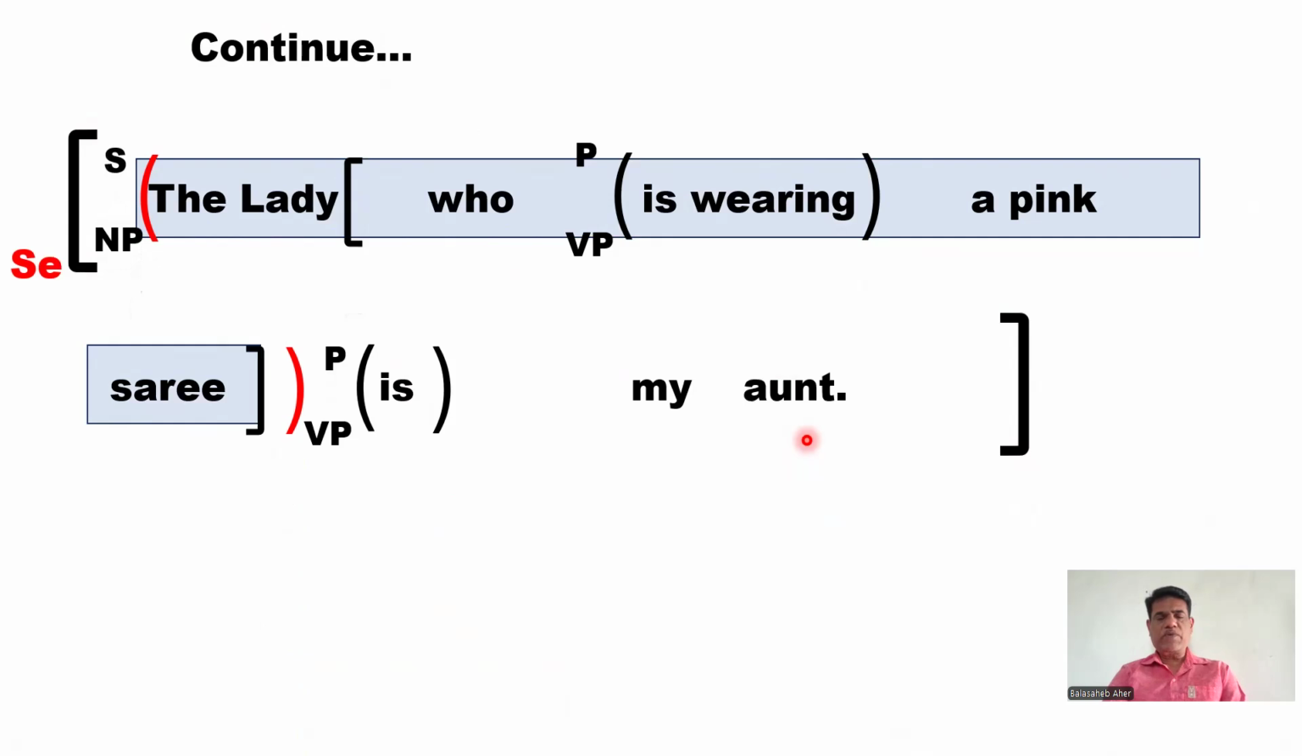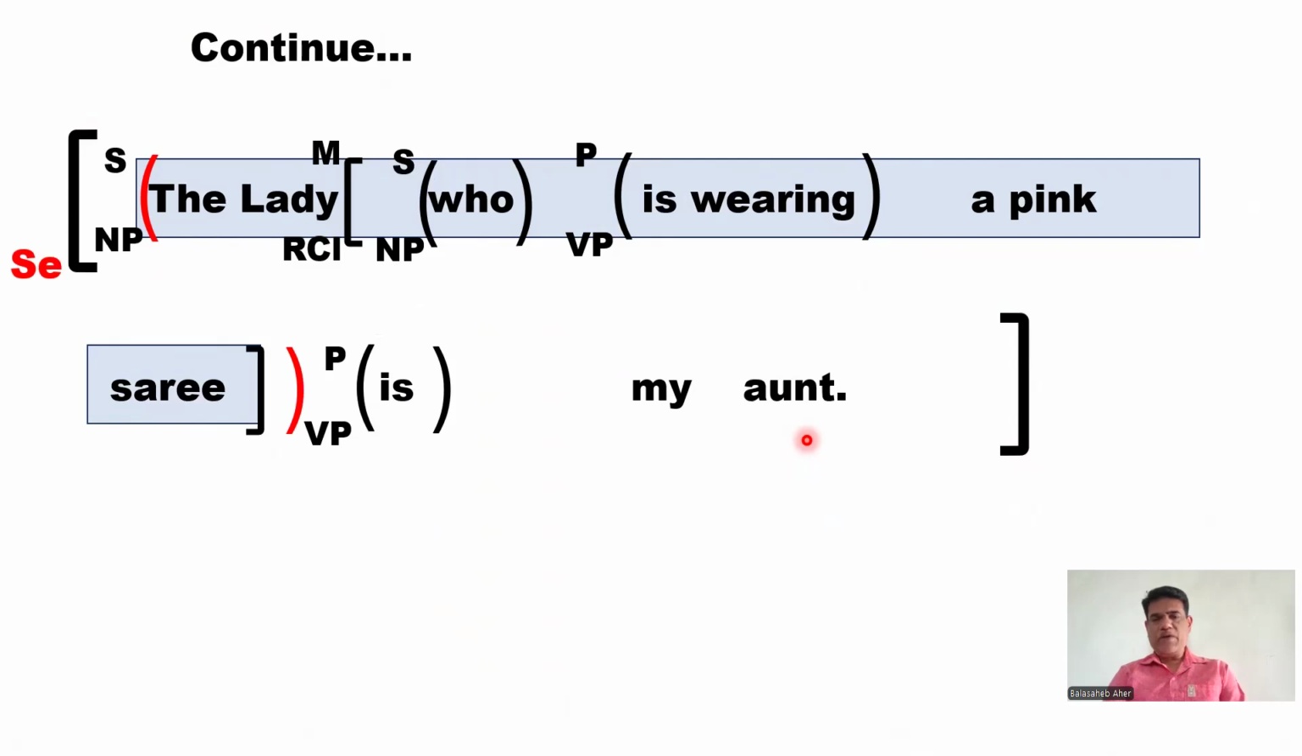Now let us give the form and function label to this RCL. The form label of this bracket is RCL and it will act as a modifier, as you know, because it is a subordinate clause in a noun phrase. Lady is the head of this phrase, and from who to sari is an RCL which will act as a modifier. Now we have to give the form and function labels to each phrase that this RCL contains. So the first one is who, and who is a noun phrase acting as a subject in this case.